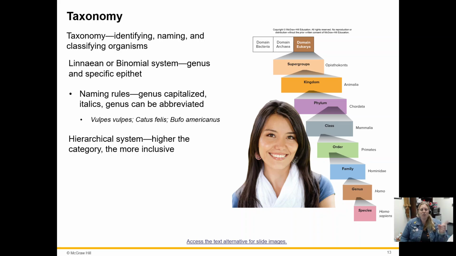When we name things with the binomial naming system, okay, the genus is capitalized, the species is lowercase, the whole thing is italics, and you can abbreviate the genus. So we could say H. sapiens, and that refers to humans. But we generally say it once full out, and then we would abbreviate.